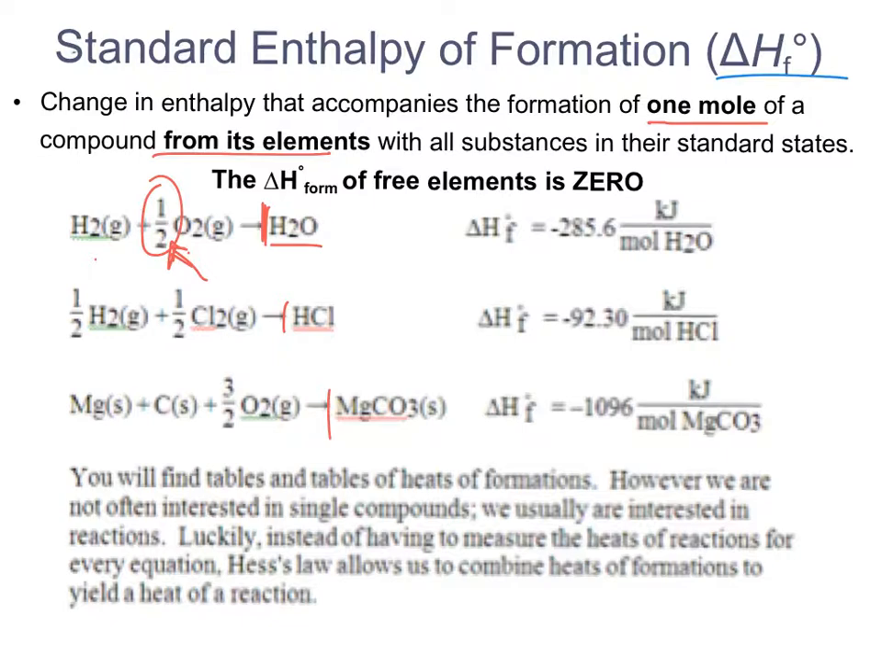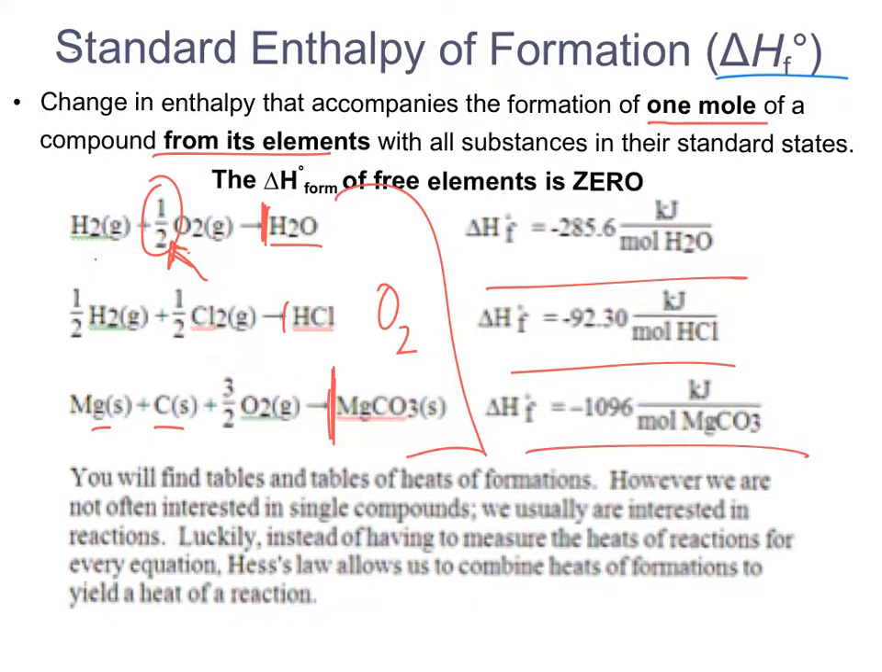So notice down here in magnesium carbonate, we're forming 1 mole of it. So we need 1 mole of magnesium, 1 mole of carbon, and we need 3 oxygens, and the only way to make that balance with an O2, because oxygen as a free element exists as O2, is to do 3 halves.